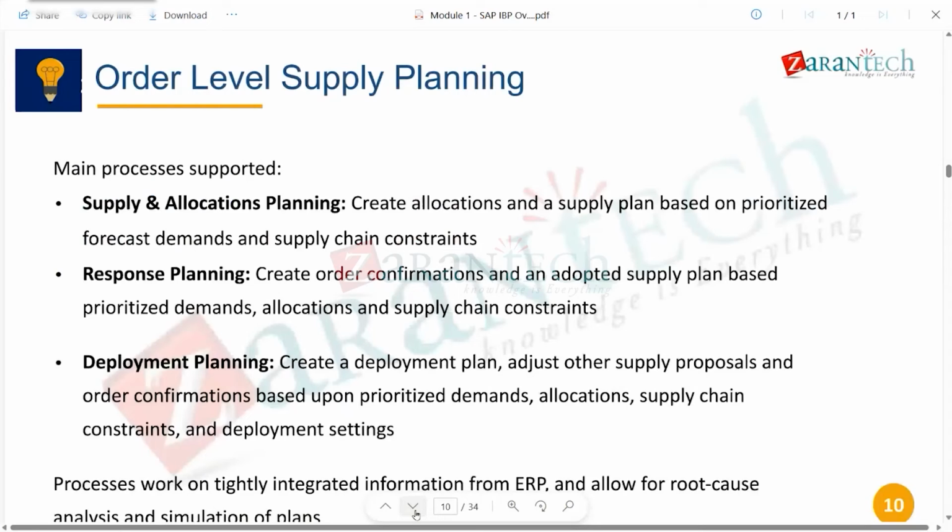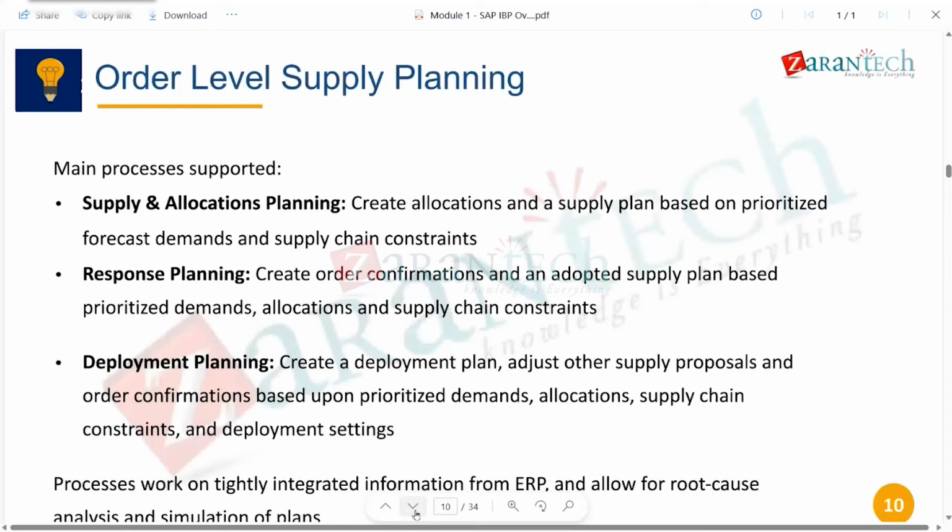Response planning means creating the order confirmation and adopting the sales order based on the availability of the material, and giving commitments to the customer service team as well as to the customer based on that availability, so that at the end the customer gets the product when they were actually promised in the beginning.